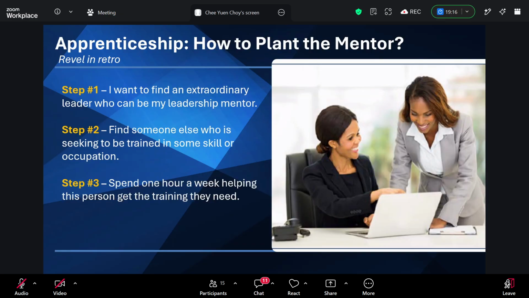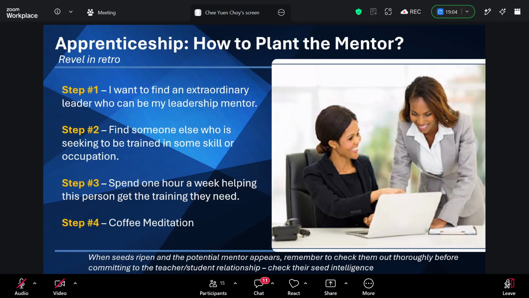Third step, spend 1 hour a week. I think we know this. This is the most powerful tool in the Diamond Cutter system, and we plant what we want. So do the coffee meditation, and finally, we know that the leader and the master are not found. Actually, we plant them. But in the manual, if you're careful, they mention that when you get the mentor, make sure that you check them out first, truly, before you commit to a teacher and student relationship, and check whether they are applying the seed intelligence in their daily work or not. This is St. Michael's advice, and don't simply commit to a teacher-student relationship, because we want to find really a good teacher for ourselves.